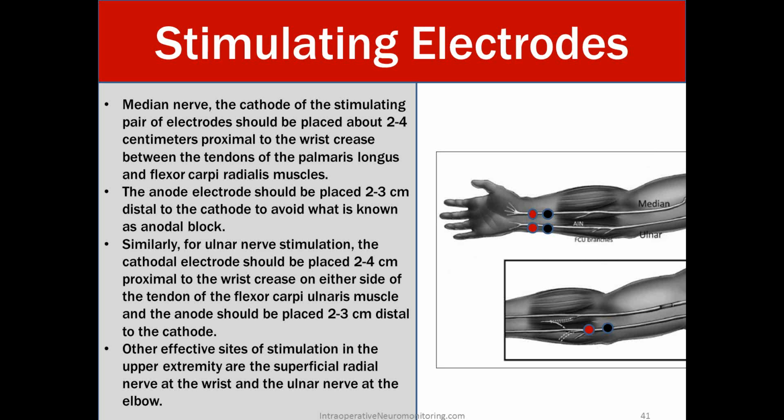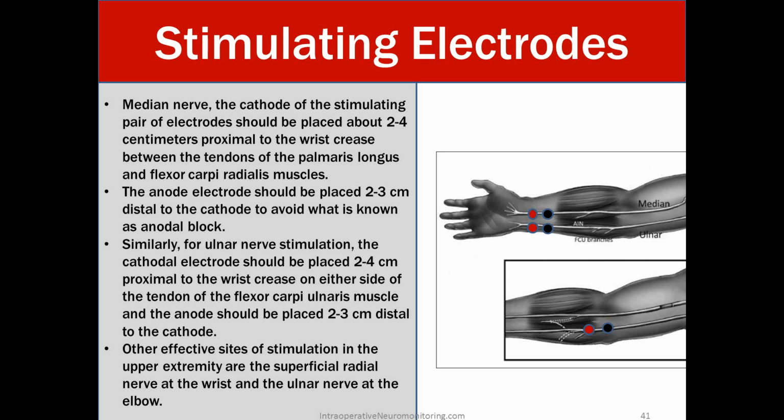Stimulating electrodes. For the median nerve, the cathode of the stimulating pair of electrodes should be placed about 2 to 4 centimeters proximal to the wrist crease, between the tendons of the palmaris longus and flexor carpi radialis muscle. Now, if you've done enough cases to sit for the CNIM, I guarantee everybody here can look at somebody's arm, stick some electrodes on there, and know that it's going to stimulate the median nerve. But for the CNIM test, you want to know about these measurement sizes, and you want to know about the tendons of the muscles that you're splitting.